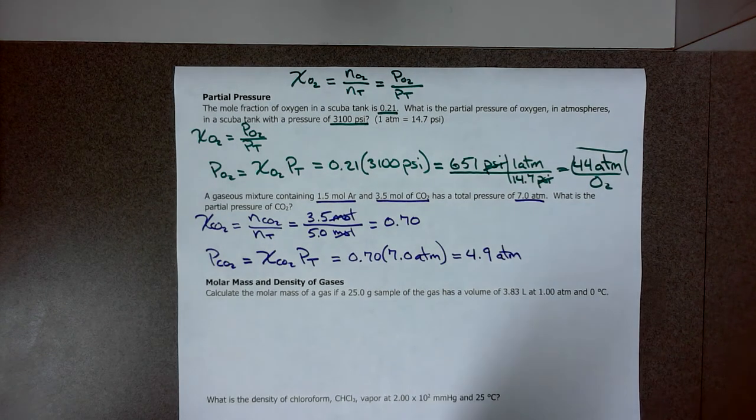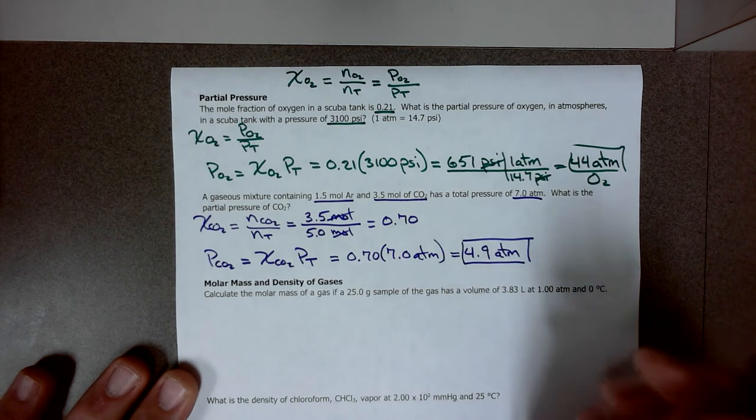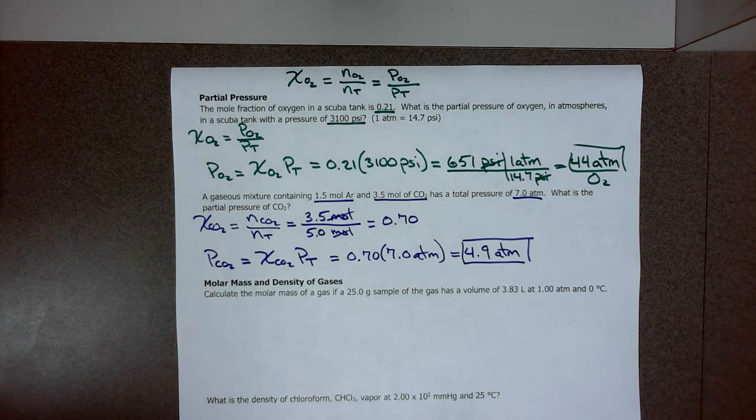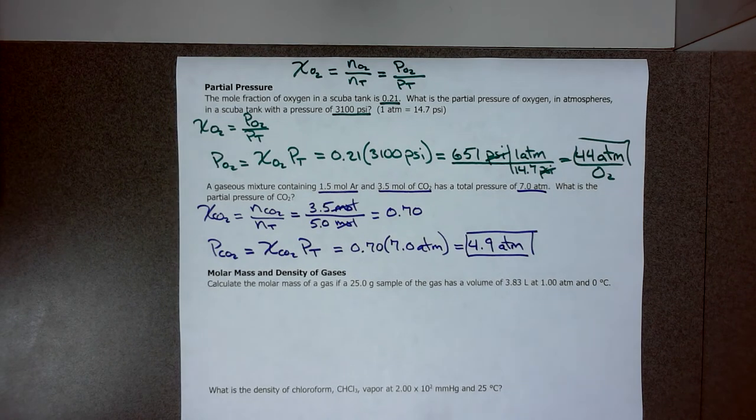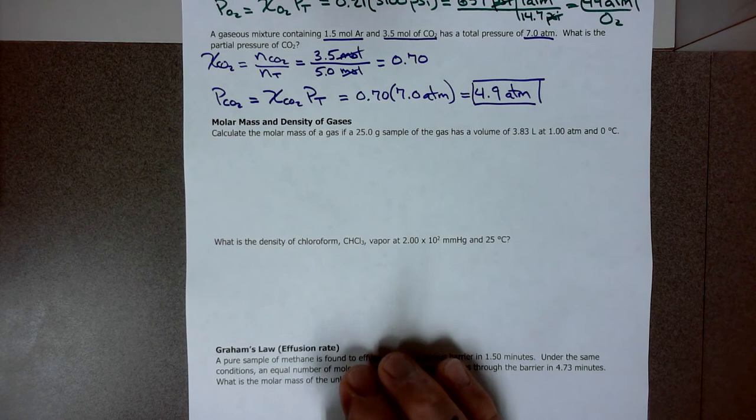So that's the partial pressure of carbon dioxide in that system. And so that's a part of how we're going to use partial pressure. Now the next thing is molar mass and density of gases.